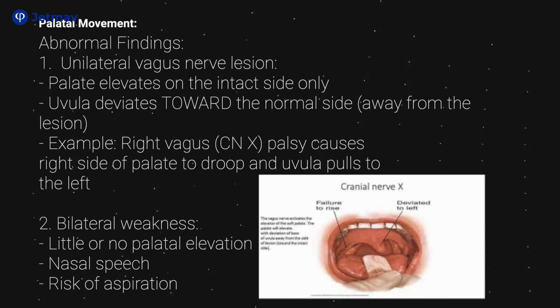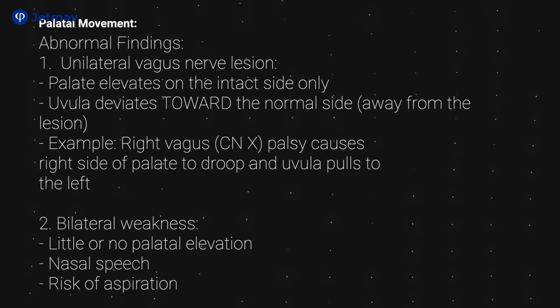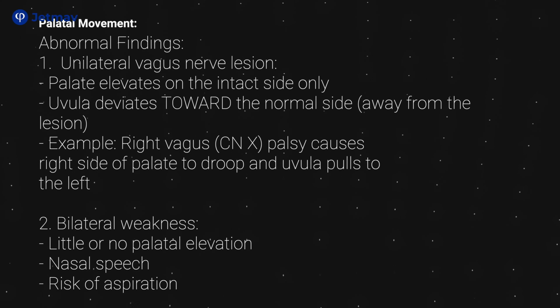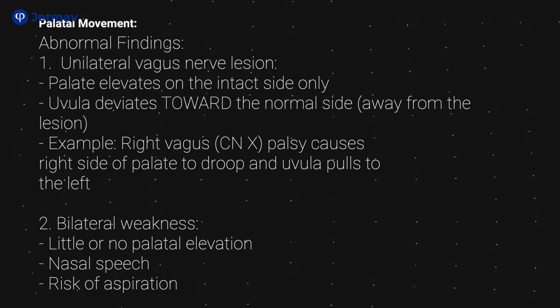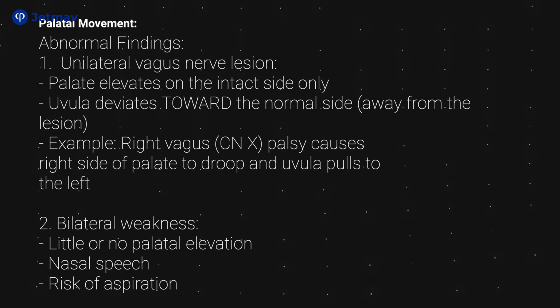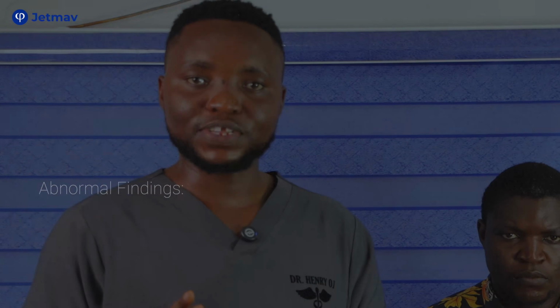This is in contrast to what we'll see when we get to the hypoglossal nerve, where the tongue deviates towards the side of the lesion. So the uvula deviates towards the normal side, but the tongue deviates towards the side of the lesion, the abnormal side. Note that. In a unilateral vagus nerve lesion, the uvula deviates towards the normal side, away from the lesion, and the palate elevates on the intact side.